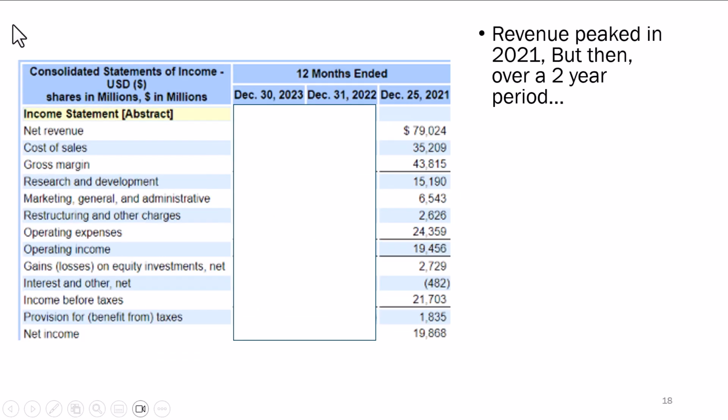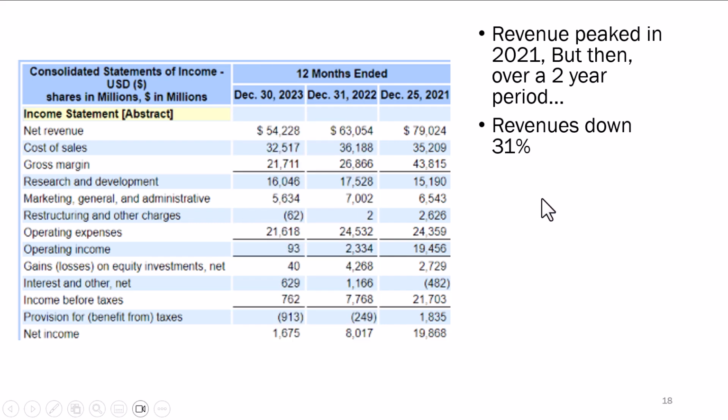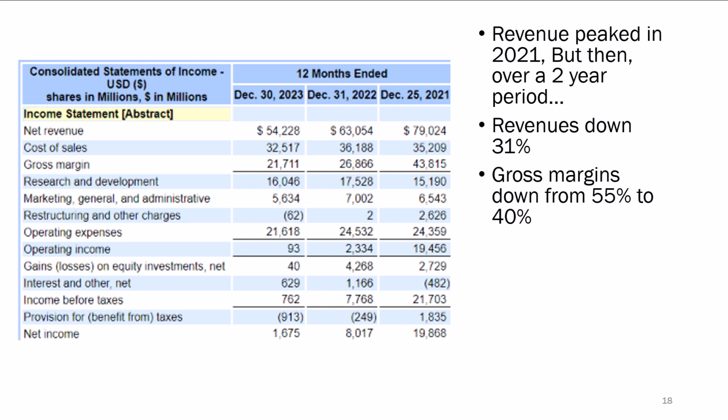Another example here, we have a company whose revenue peaked in 2021, but then over a 2-year period, they saw their revenues decrease by about 31%. Their gross margins, which is gross margin divided by sales, went down from about 55% to 40%. Their operating income used to be about 25% of sales. It crashed basically to zero.